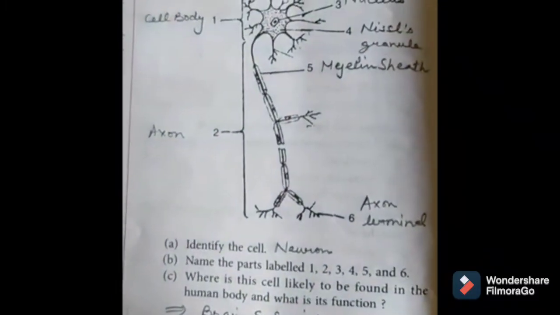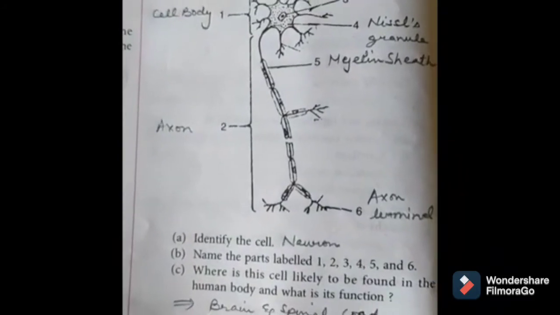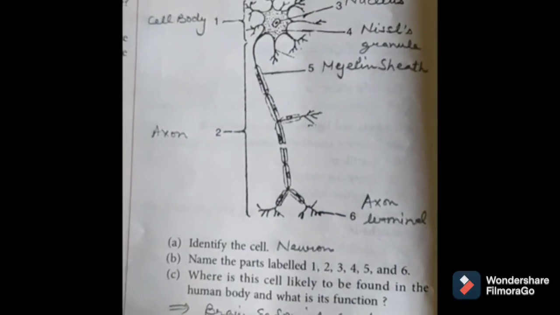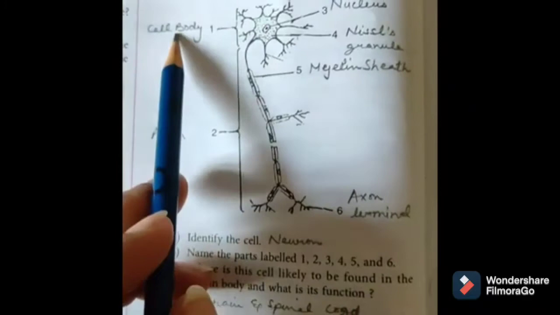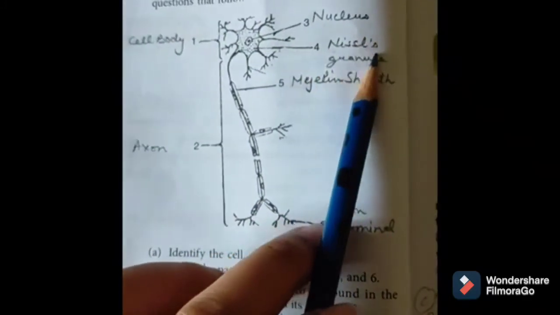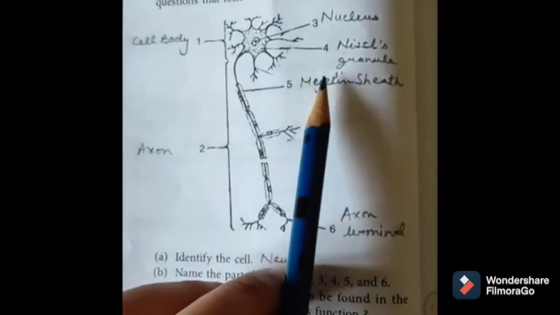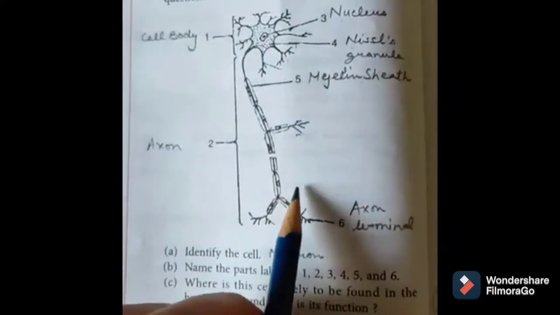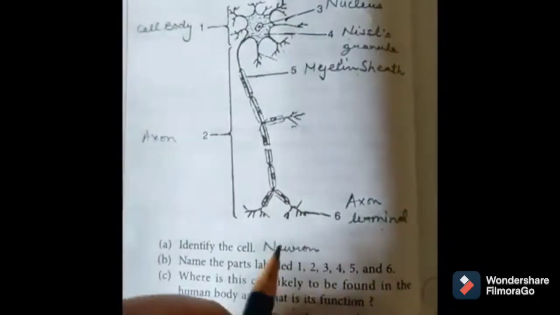So identify the cell. This is neuron. Then labeling. Number 1 is cell body. Number 2 is axon. 3 is nucleus. 4 Nissl granules. 5 myelin sheath. And 6 axon terminal. Okay.